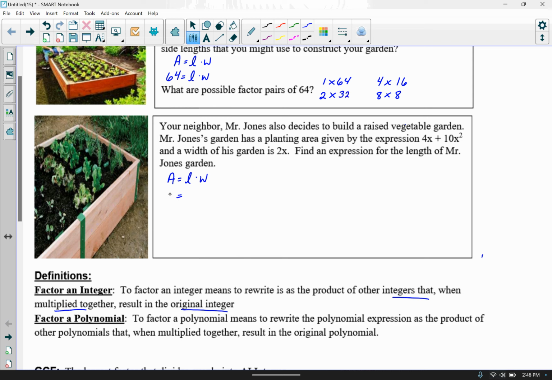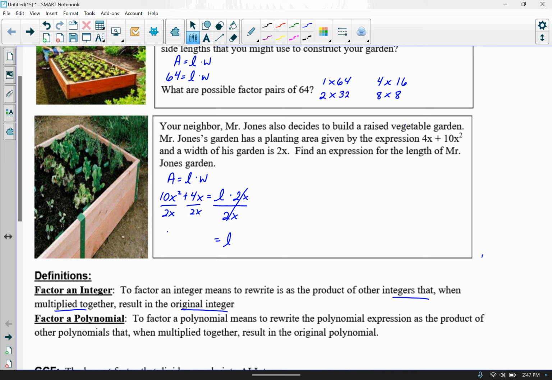Let's fill in for the area. So our area is that, and I'm going to write that in descending order. So I've got my 10x squared plus 4x equals, the length we don't know, but the width we know is 2x. All right, so now I'm trying to solve for that length, so I'm going to divide by 2x. So everything's going to get divided by 2x over here. So that cancels out.